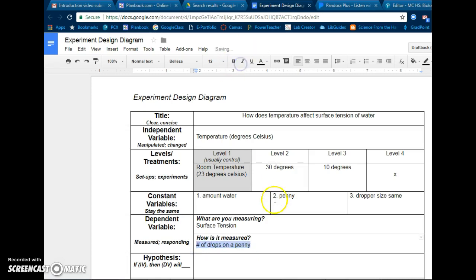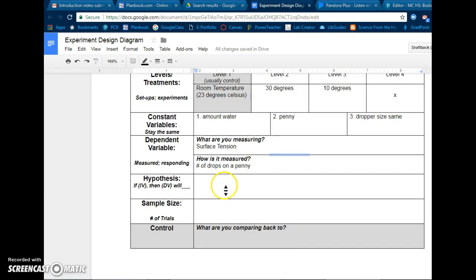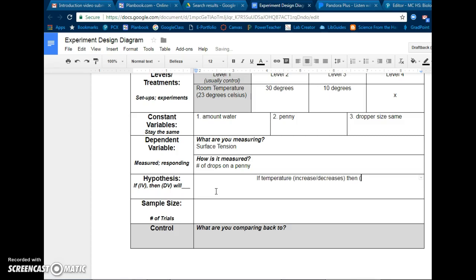Okay, and I'm just changing those formats so you guys can see what I wrote there. Okay, so then our hypothesis is going to be a relationship between the independent and dependent variable. So I'm going to say if temperature, because that's my independent variable, and then you get to choose whether you say increases or decreases, so choose one of those two. Then what do you think will happen to the surface tension? Then surface tension will, and you have to say increases or decreases.